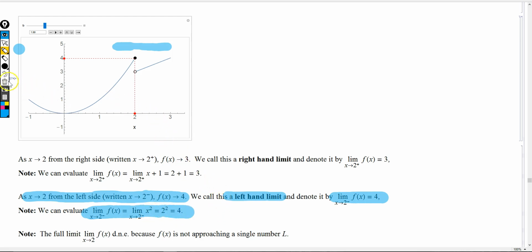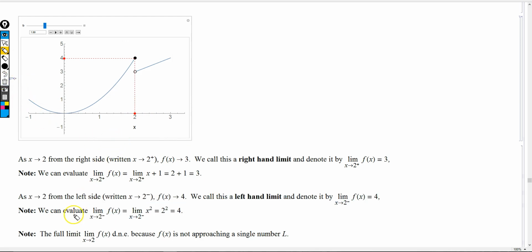Now what about the full limit as x approaches 2? Well, the full limit of f of x does not exist, because f of x is not approaching a single number L. For your full limit to exist, your function has to be approaching a single number no matter which side x is approaching the limiting value from. In this case, f is approaching two different numbers, 3 and 4, and so we have to say the full limit does not exist.